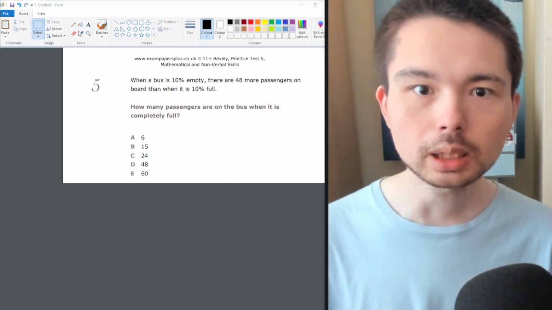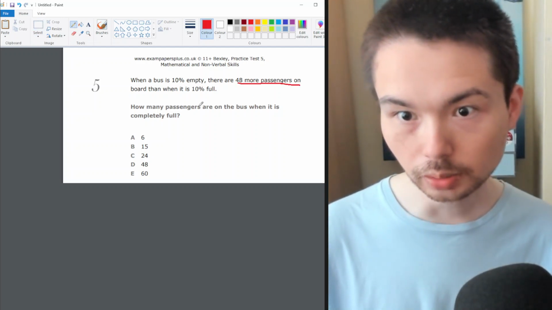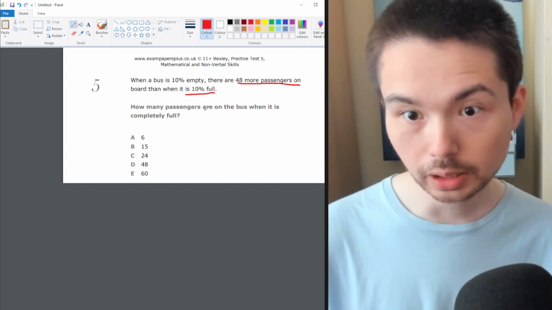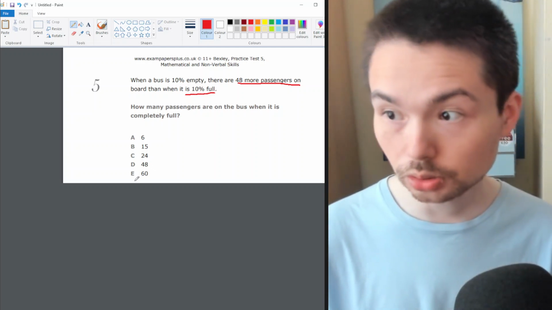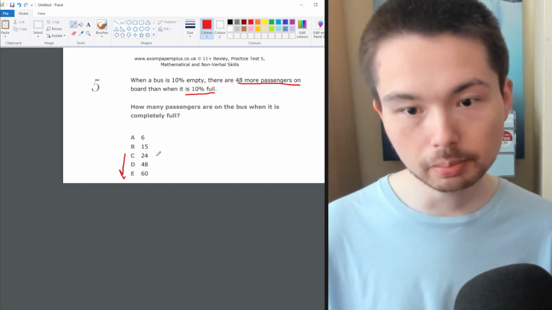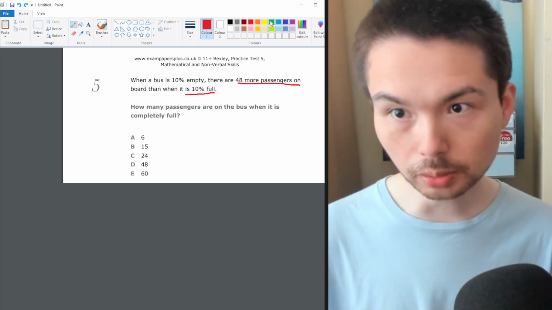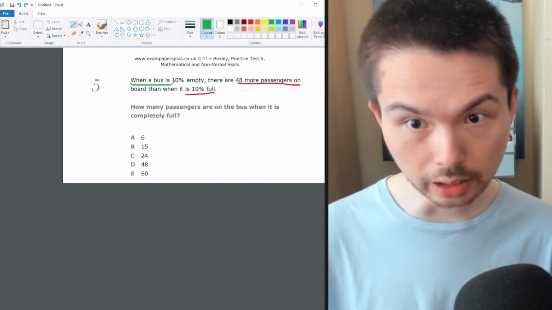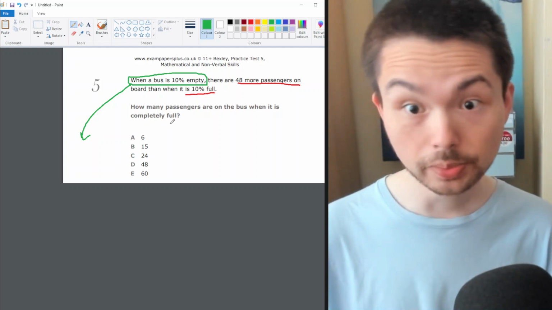Question 5. When a bus is 10% empty, there are 48 more passengers than when it is 10% full. How many passengers on the bus when it is completely full? Now, one way to do this is multiple choice. We can go in order, just go from C, D, E, and then put these numbers in and see if it works. So I'm going to show you the proper way to do it. That first bit, I really hate this question. It's just so wordy. You had to read it twice, 3 times.